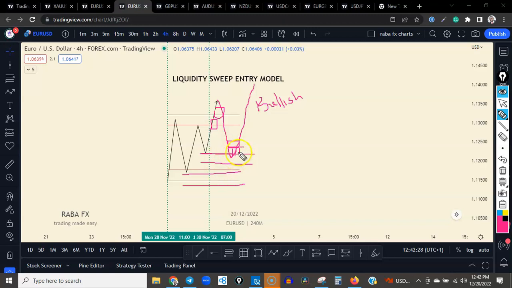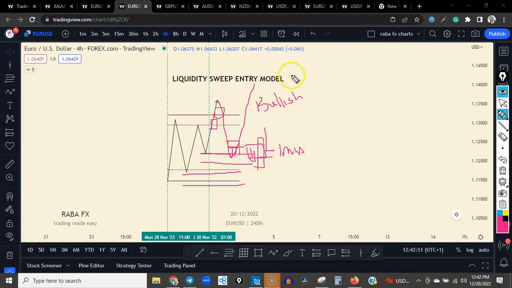Now, two ways for you to trade this sweep. You can either trade it once price rejects, or you go to the lower time frame, like the 1 minute, to look for a displacement to the upside after taking this liquidity. Look for a displacement to the upside and then take your trade once price returns to it.